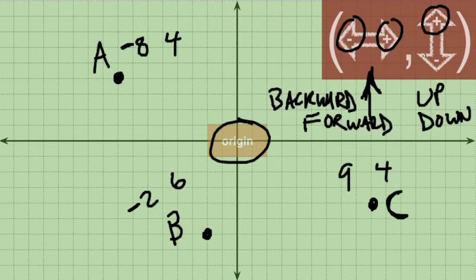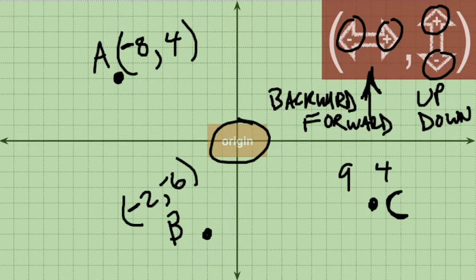And then my second question, do I go up or down? Up, positive, down, negative. Starting at the origin, to get to letter A, we go up 4. So here's my point. For letter B, we go down 6. Letter C, we go down 4. To get from the origin to letter C, I'm going down.